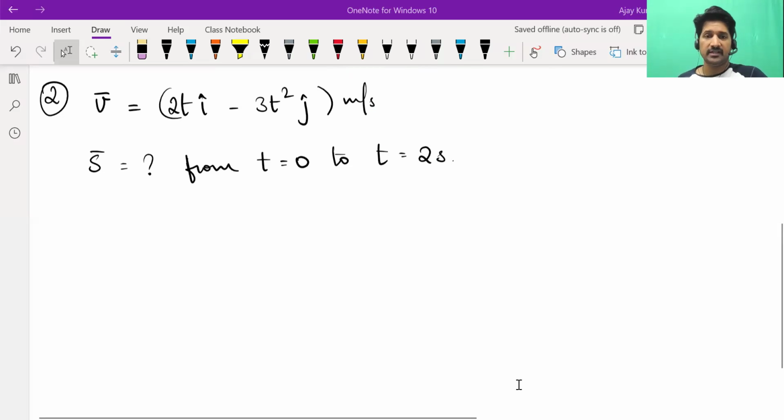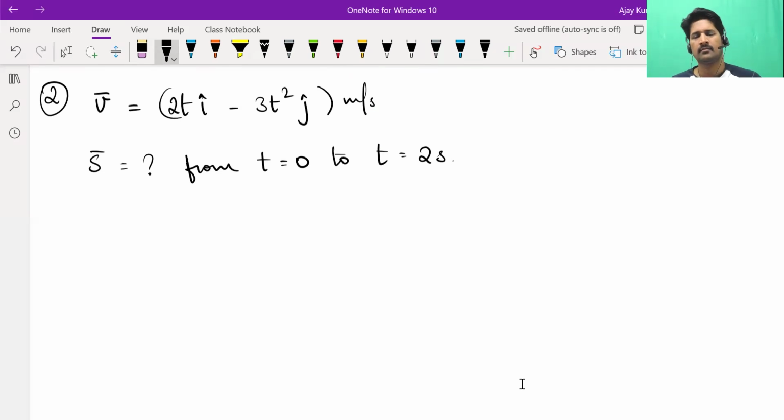Can one of you tell me the idea first? This is a variable velocity. How are you going to calculate displacement? Pawan, you have given the answer, but how did you calculate the displacement? Sir, integration. Good, good.